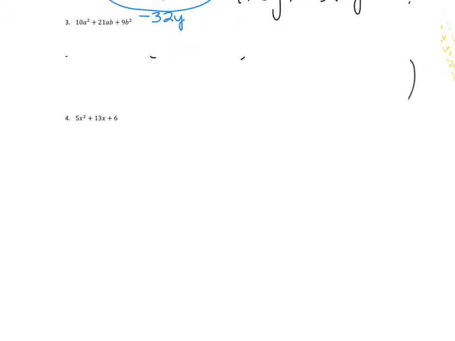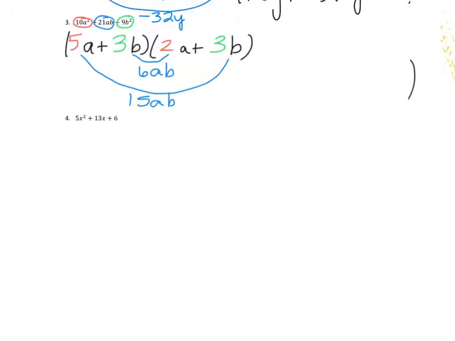Let's think about different ways to get to 10. We can start with 5 and 2. So 5 times 2 is 10. And then 9, what if we try 3 and 3? Because 3 times 3 is 9. And we'll check our double chins. 3b times 2a is 6ab, positive. And then 5 times 3 is 15, positive 15ab. And does that get us to the 21? It does. So there you go, (5a plus 3b)(2a plus 3b).